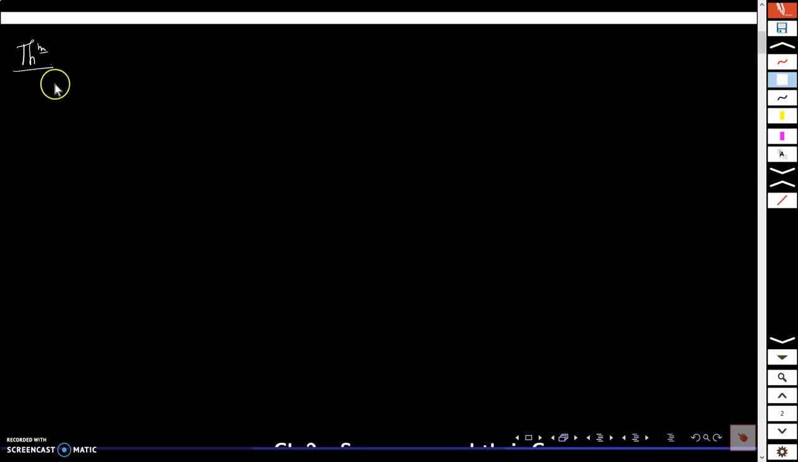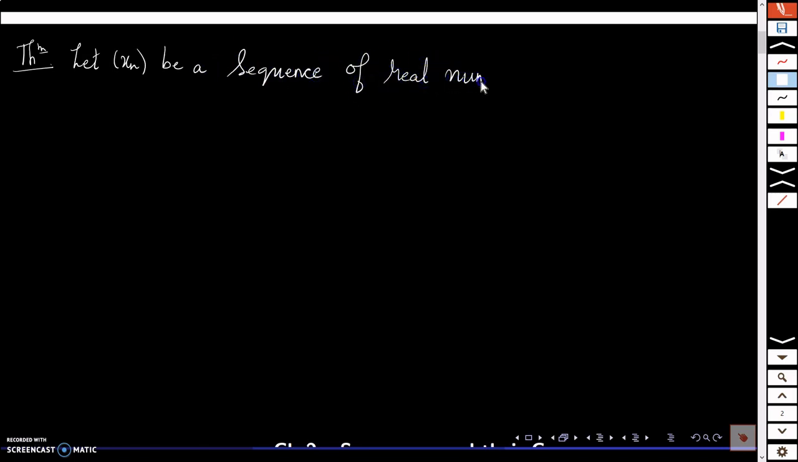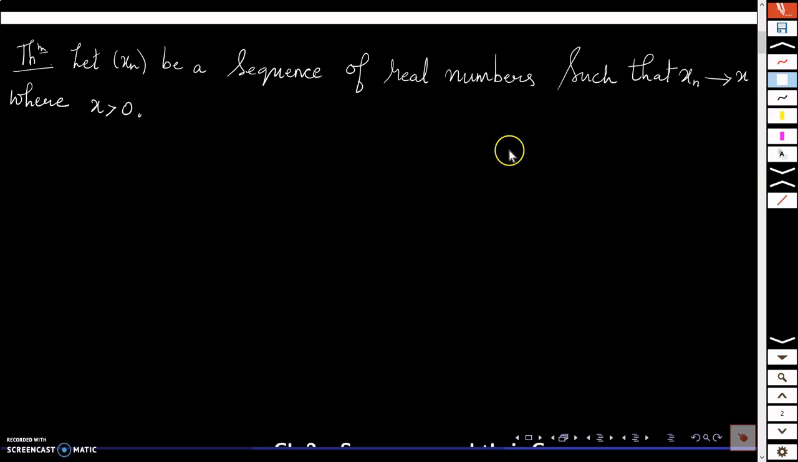That's number 4. Supposing I have a sequence xn of real numbers, let xn be any sequence of real numbers such that xn converges to a point x, where the limit to which it converges is a positive point. Alright, I have a convergent sequence xn which converges to a positive real number, that is x.